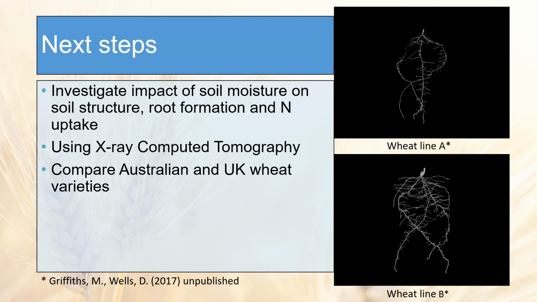So now that I am based at the University of Nottingham, I'd like to follow on a little bit more and look at the impact of soil moisture on soil structure, and then how that impacts root formation and subsequently nitrogen uptake. And I'll be using X-ray CT to hopefully produce similar images shown on the right, which are comparing two genotypes with varying nitrogen use efficiencies, comparing Australian and UK wheat varieties.